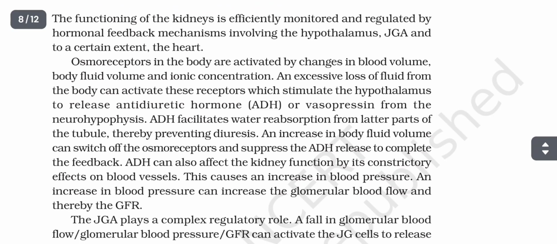Osmoreceptors in the body are activated by changes in blood volume, body fluid volume, and ionic concentration. An excessive loss of fluid from the body can activate these receptors, which stimulate the hypothalamus to release antidiuretic hormone, ADH or vasopressin, from the neurohypophysis. ADH facilitates water reabsorption from later parts of the tubule, thereby preventing diuresis. An increase in body fluid volume can switch off the osmoreceptors and suppress the ADH release to complete the feedback.